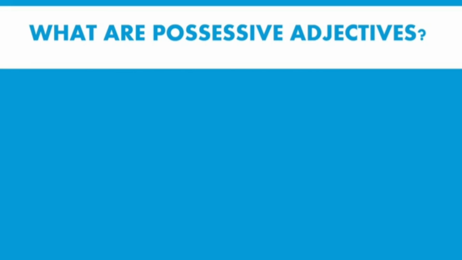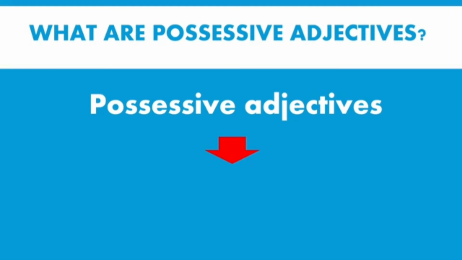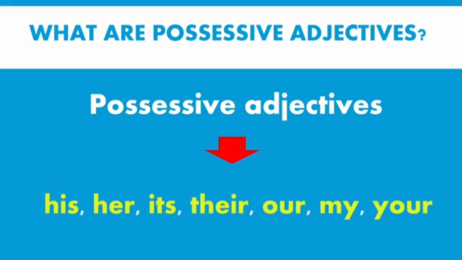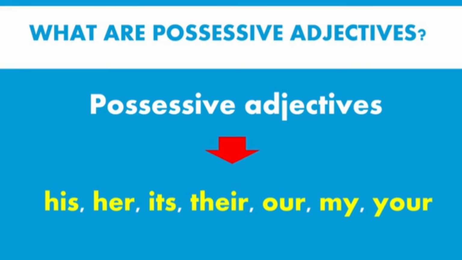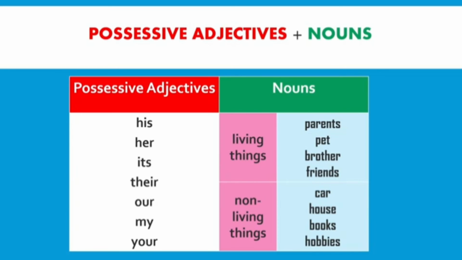Now let's look together at the possessive adjective. What are possessive adjectives? If we look at the examples, you will surely know what it is because you always use this in your writing too. The examples are his, her, its, their, our, my, your. And normally, when do we use these possessive adjectives? Possessive adjectives are always used before the nouns. I repeat, possessive adjectives are always used before the nouns.